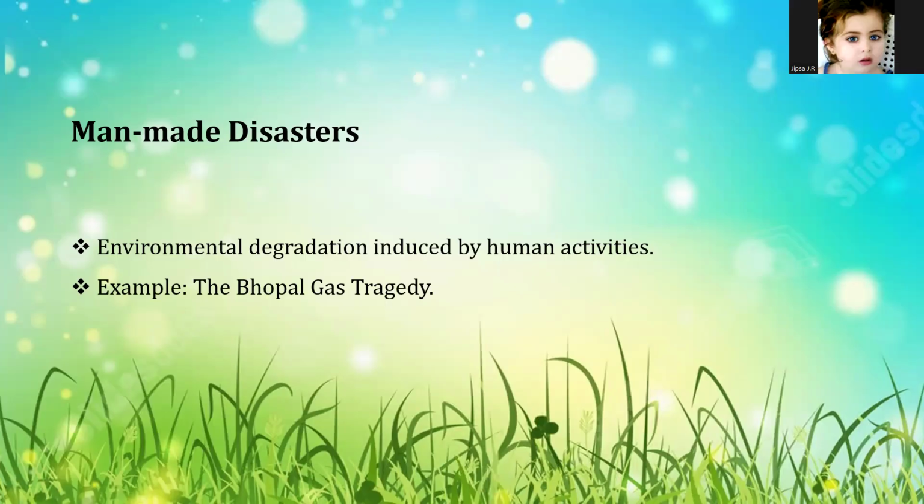Technological failure means industrial accident or gas leak, etc. Environmental mismanagement means deforestation, pollution, etc. Socio-political conflict means war or terrorism, etc. What is environmental degradation? This slide notes that these disasters are often induced by human activities that degrade the environment. This refers to the deterioration of ecosystems through the depletion of resources like air, water, and soil.